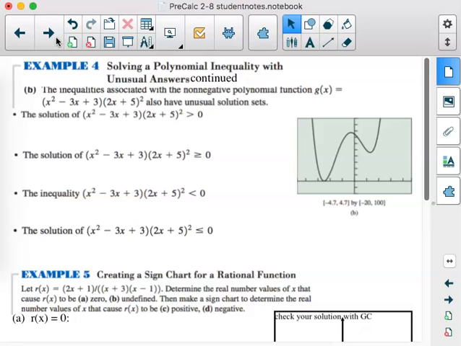So example 4 is another one that's going to be a little unusual. So let's take a peek. It says the inequalities associated with the non-negative polynomial function. So I'm looking over here and I see, oh, look at that. Looks like we get a 0 this time. We better figure out where that is. That's kind of step 1. So we've got x squared minus 3x plus 3. I don't know if I could factor that. Maybe I could find that last 0.